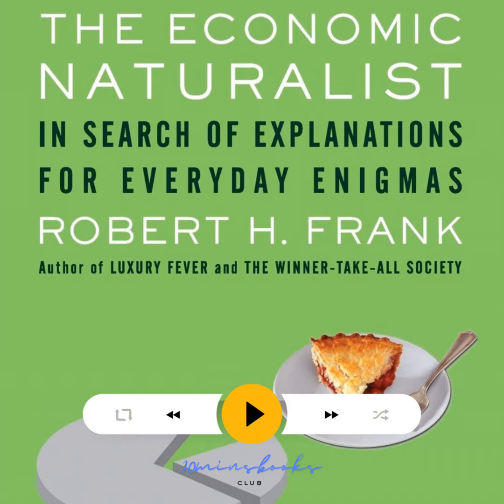All right, so get this. Why are milk cartons square but soda cans round? And why does your fridge have a light but not the freezer? I bet you've never really thought about it. But all these little quirks of everyday life are actually packed with economic logic.